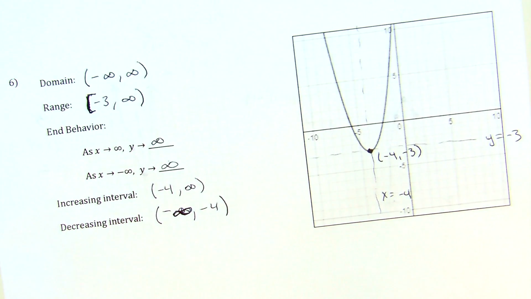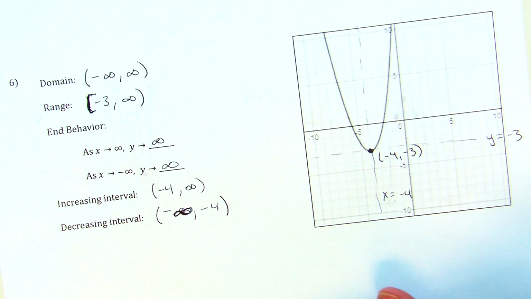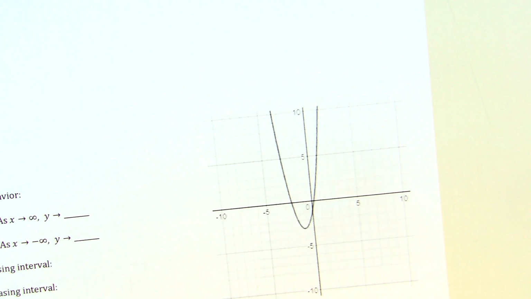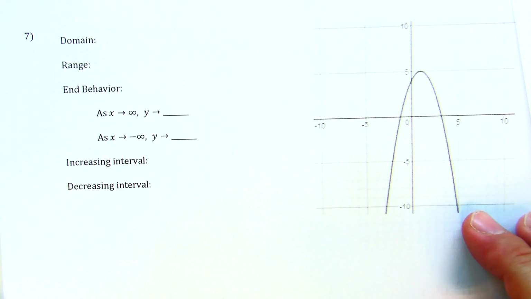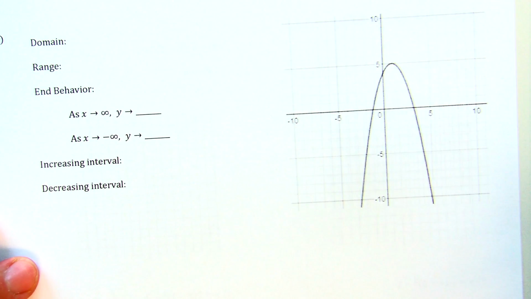Okay. So there we go. Let's look at one more. Not that one. Let's look at number 7 here. So the domain, so let's look at our vertex.